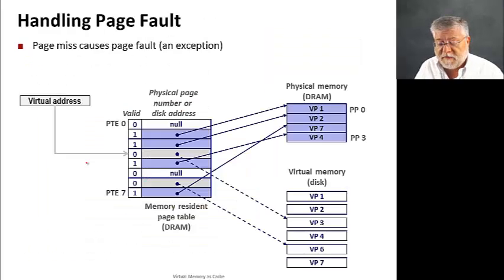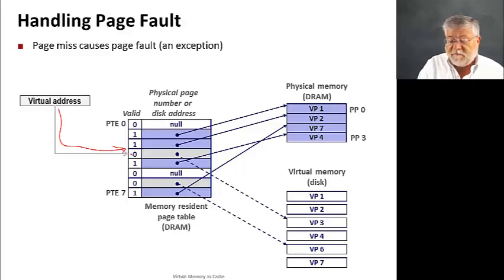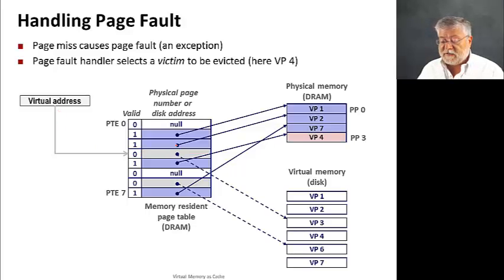Let's look at that again in finer detail. Our virtual address goes to the page table, the corresponding page table entry, finds that our page is invalid and is resident on disk. This causes the page fault, the exception, and now our operating system will kick in and figure out where to go get that page on the disk, bring it into main memory, and find a place to put it. So what it first has to do is select a victim page to evict.